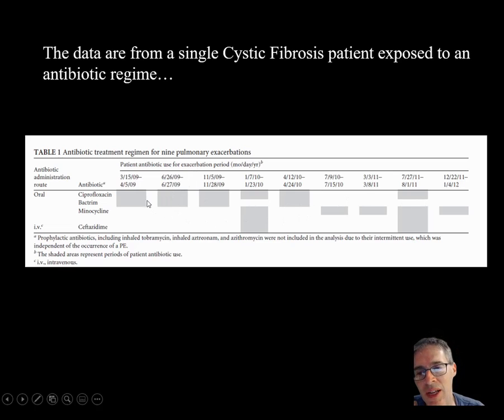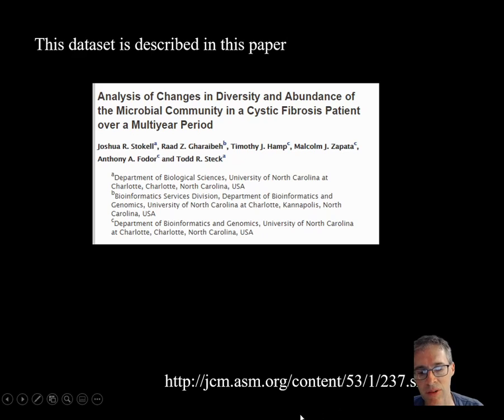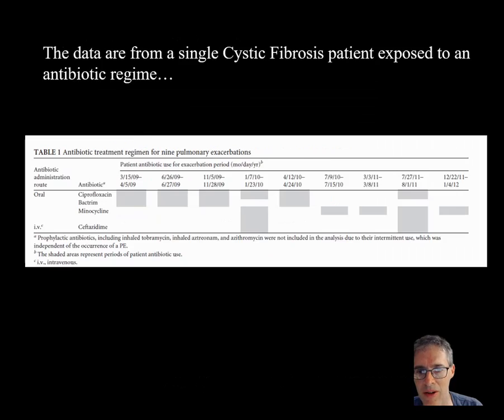What we're going to be looking at is longitudinal sampling over time treated with antibiotics, as shown in this graph. The data are available, you can grab them here. You can also grab the paper if you're interested in reading in detail about the analyses that we're going to do and about this data set, at this link here from the Journal of Clinical Microbiology.